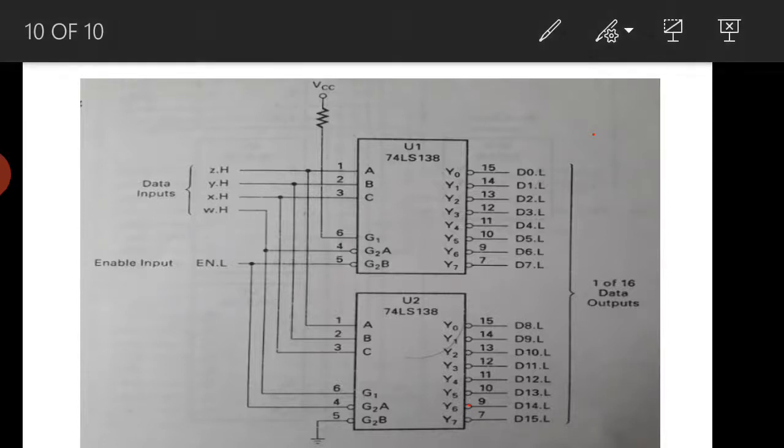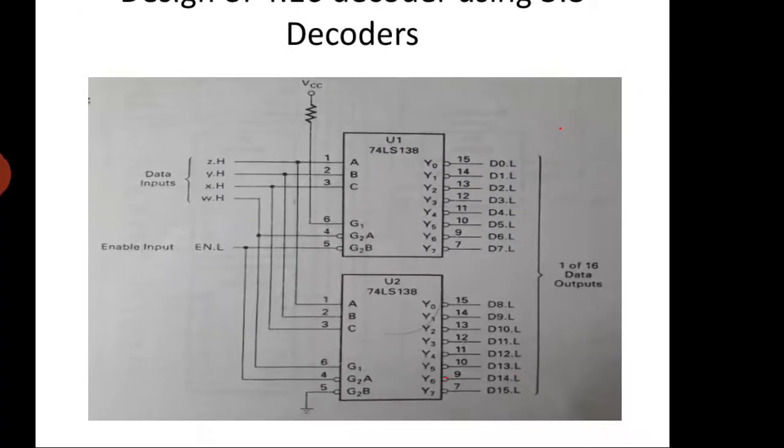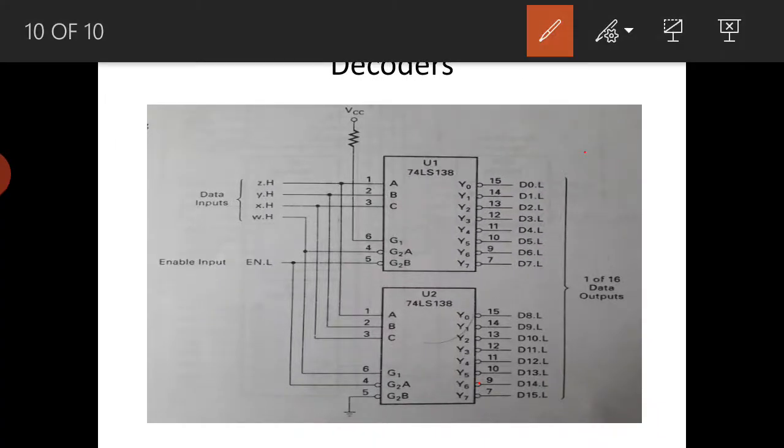Now we'll see what the practical application of a decoder is, how exactly it is used in real time. One thing is that a decoder can be used to implement the Boolean equation.